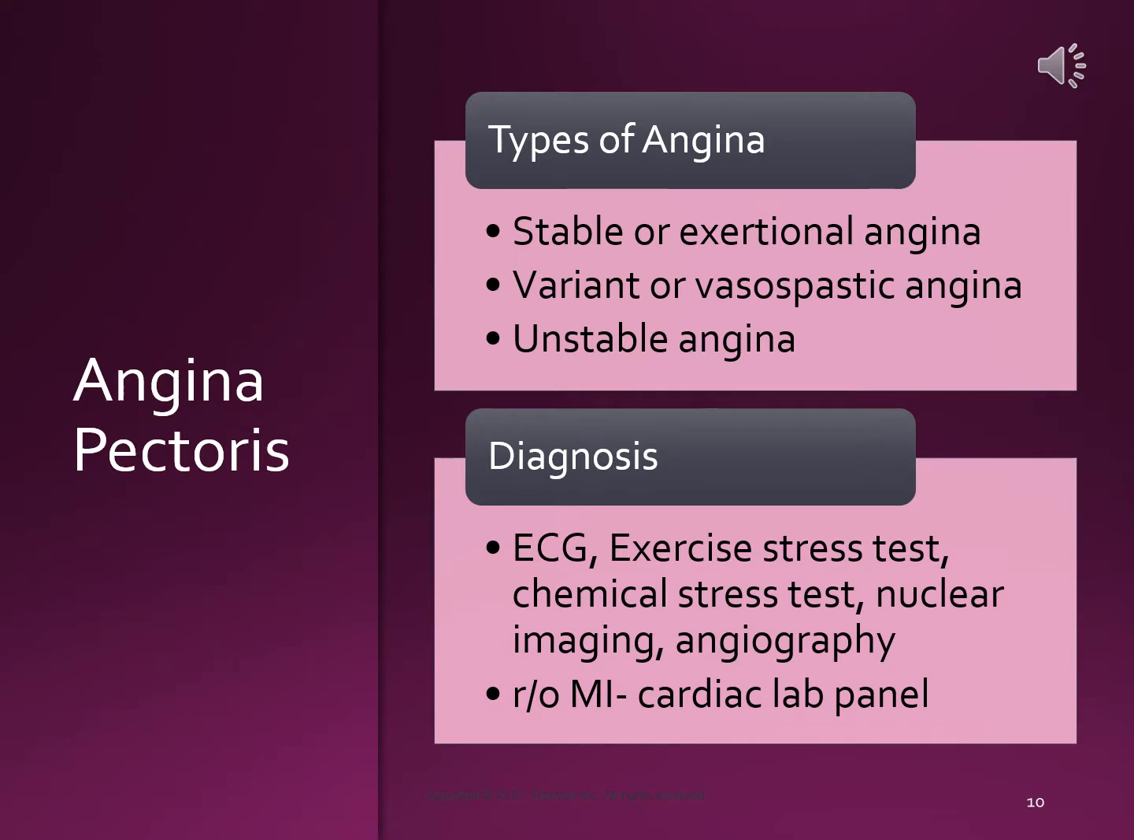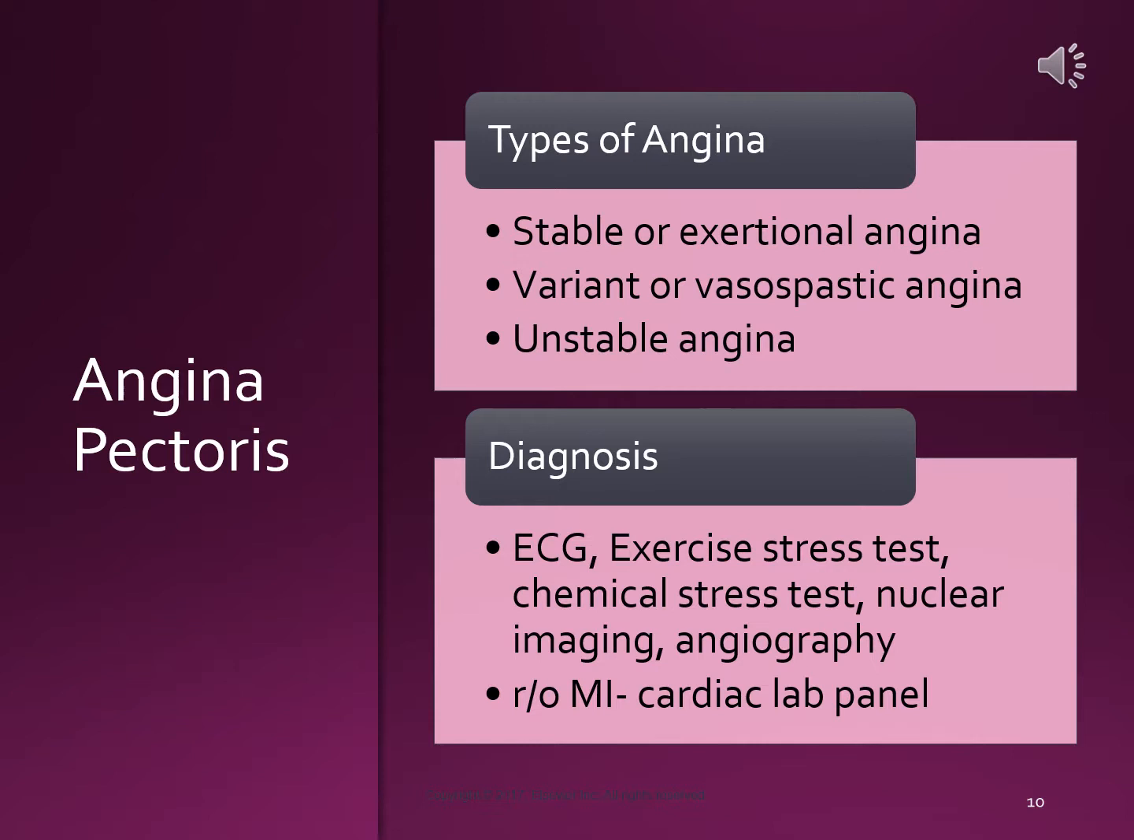Several different types of angina. You can have stable or exertional angina, which means you get chest pain with exertion and it stops at rest. It's relieved by rest or nitroglycerin. You can have a variant or a vasospastic angina, which is angina that happens a certain time of day, no matter what you're doing, and goes away on its own. That's usually a vasospasm, hence the name vasospastic.